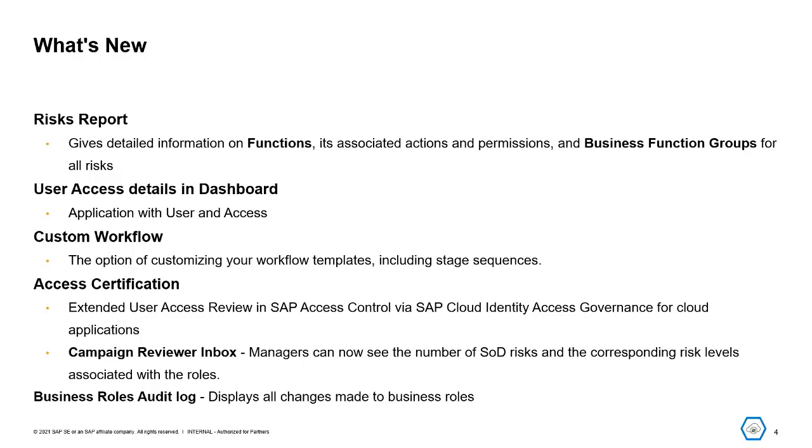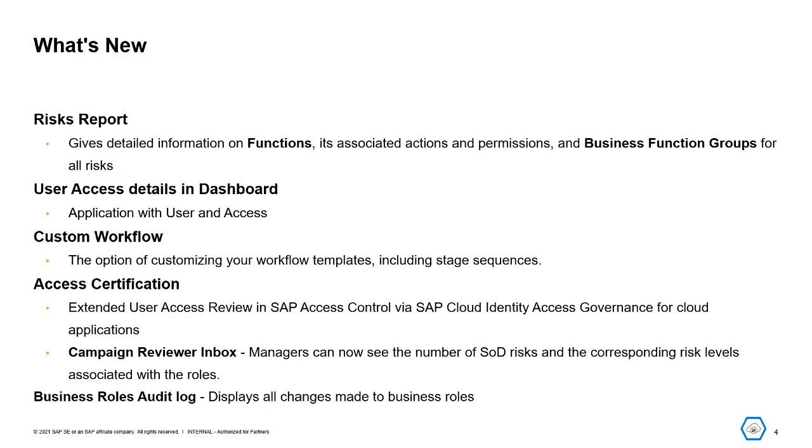It gives you a list of applications connected to the identity access governance solution, the number of users, the number of accesses within that system, and custom workflows. As you add more and more functionality, there's a need for customizing these workflows and adding different stages or a different sequence of stages. That is now introduced in the last 2102 release. In access certification, we added a few additional enhancements to the review processes as well as the inbox process.